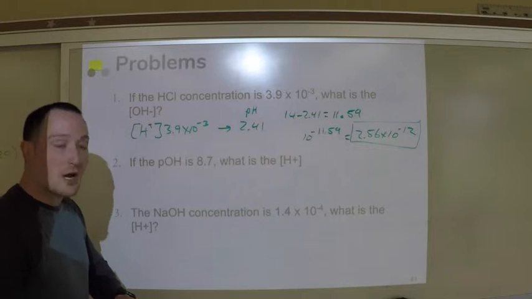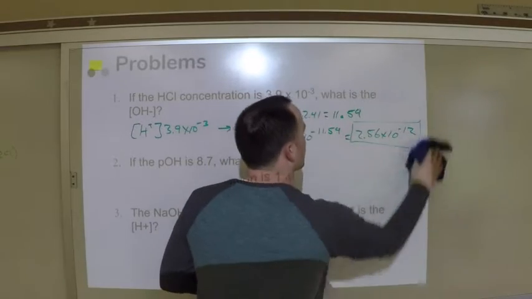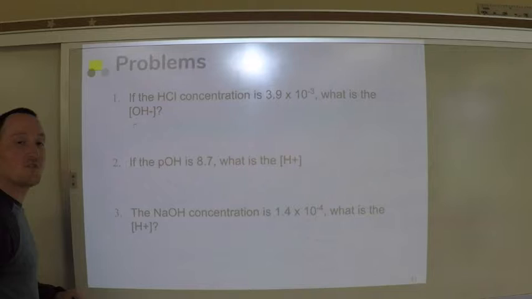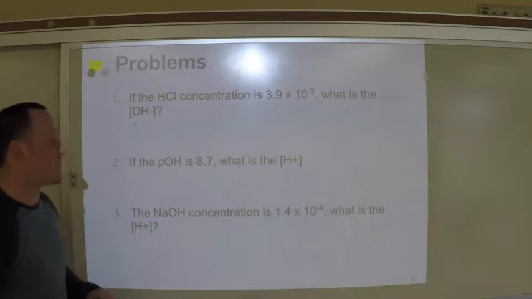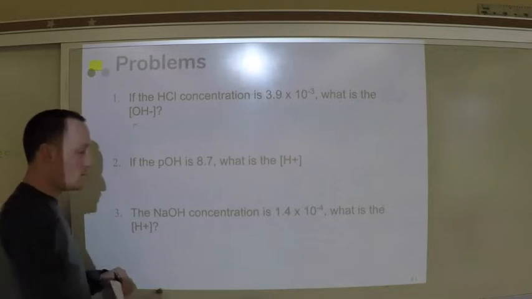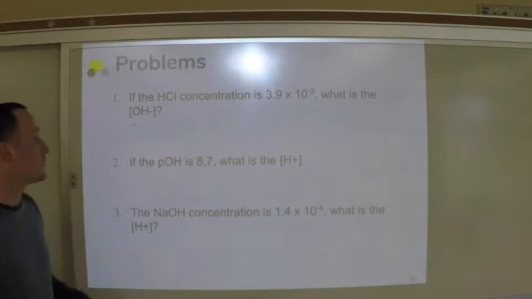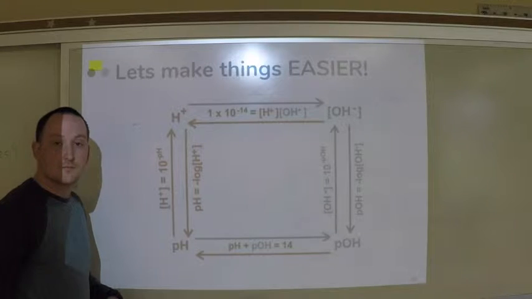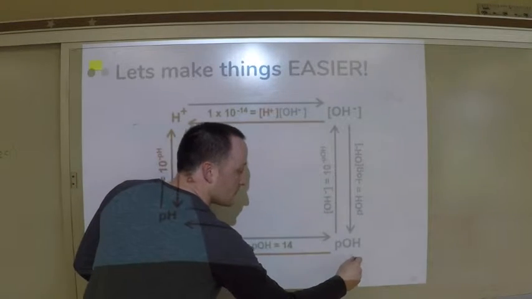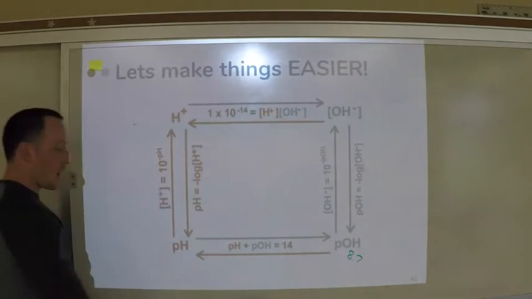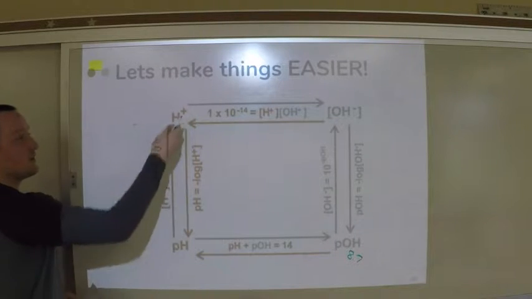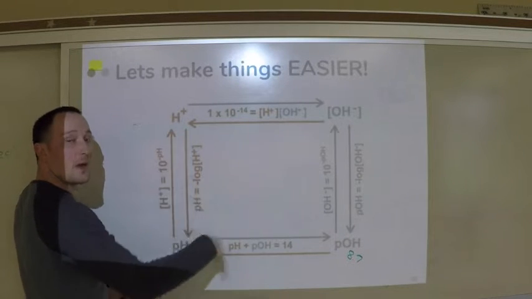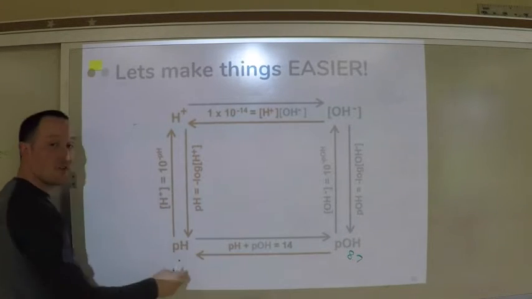All right, let's try our next problem. It says if the pOH is 8.7, what is the H plus? Well, let's go back and look at our pH square. I have my pOH, it's 8.7. I need to convert to my pH, then to my H plus. I could go this way. It doesn't matter which way you go. I'm going to go ahead and go this way though.